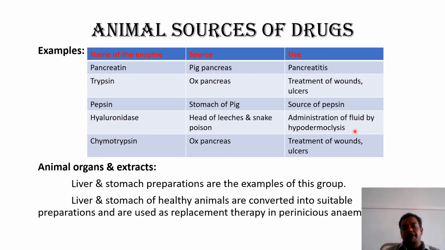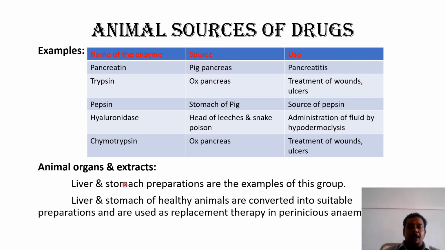Hypodermoclysis means if you are giving infusion through the subcutaneous route, then we will be calling it hypodermoclysis. Normally we will be infusing through IV route, right? So if you want to infuse any fluid at a very slow rate, then we will be infusing it through the route called hypodermoclysis, during which we will be using the enzyme called hyaluronidase, right, which is obtained from snake poison. And last enzyme, chymotrypsin, is also obtained from ox pancreas and is used in the treatment of wounds and ulcers, right.